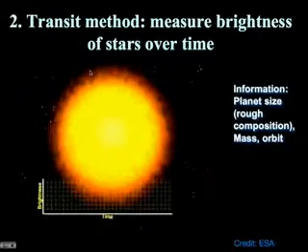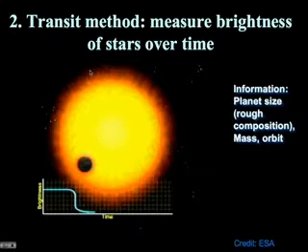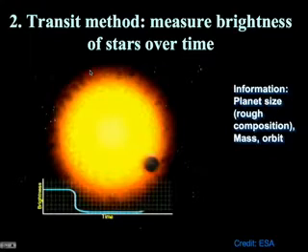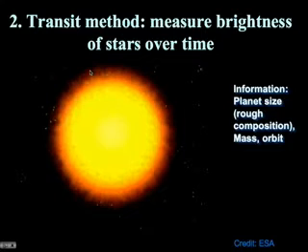Here's another technique which is really picking up now. It's called looking for transits. Basically, as a planet passes in front of the disk of a star from our line of sight, the brightness of the star dips. And it dips periodically, once per orbit of the planet.